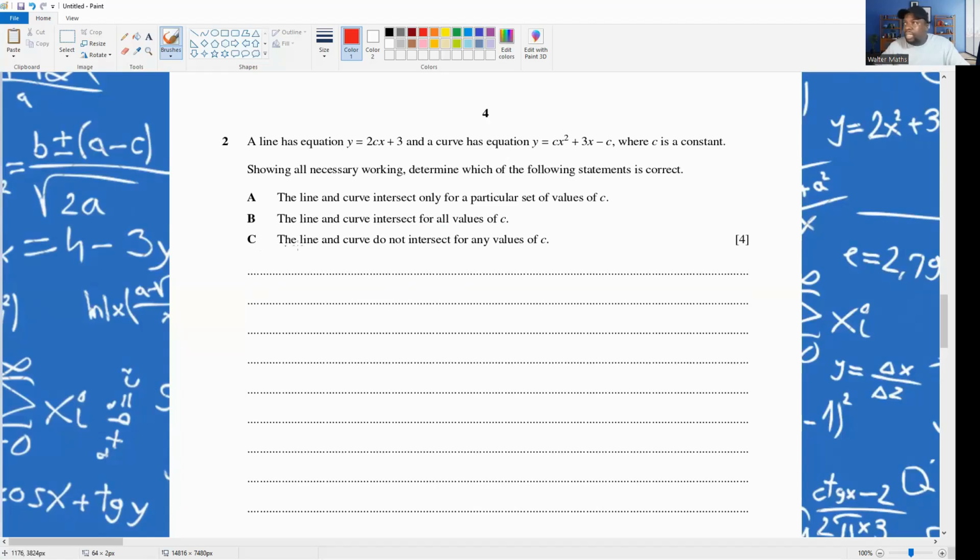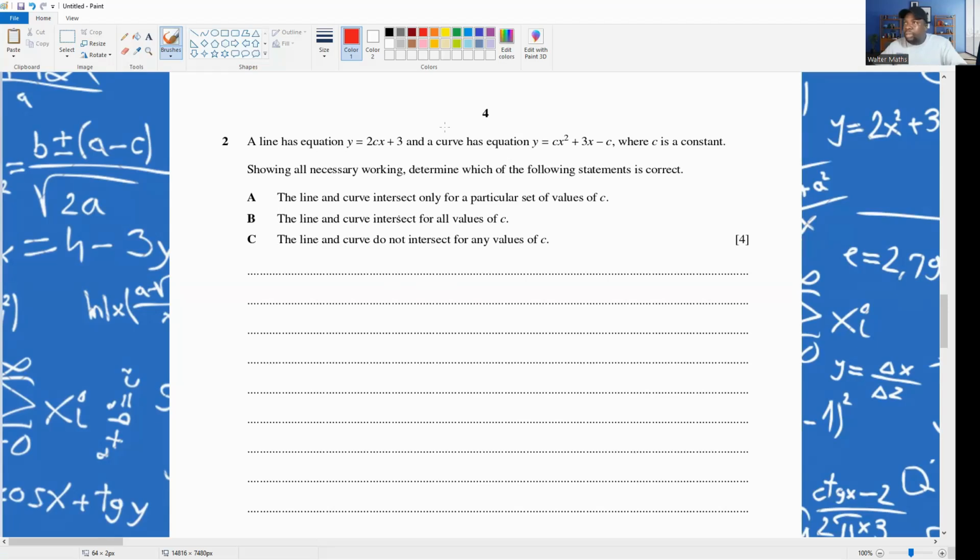And C says the line and the curve do not intersect for any values of C. So we have 3 options here. It looks like we are looking at the intersection of 2 curves, a line and a curve in actual fact. So we are going to solve the 2 equations simultaneously.